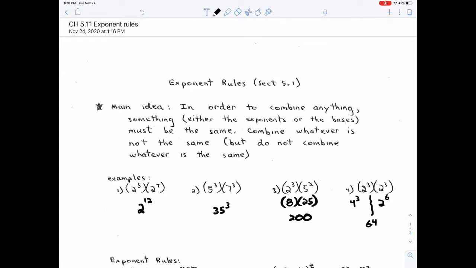So for instance, I'm going to scribble some stuff down here on the bottom, okay? 2 squared, you should know that's 4. 2 to the 3rd, you should know that's 8. 2 to the 4th, you should know that's 16.